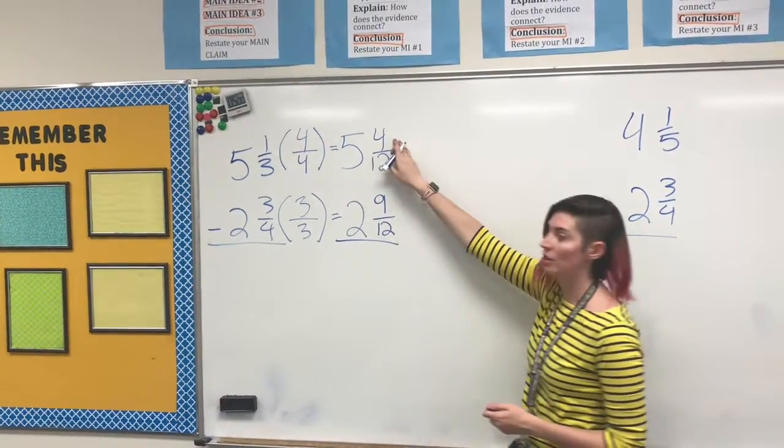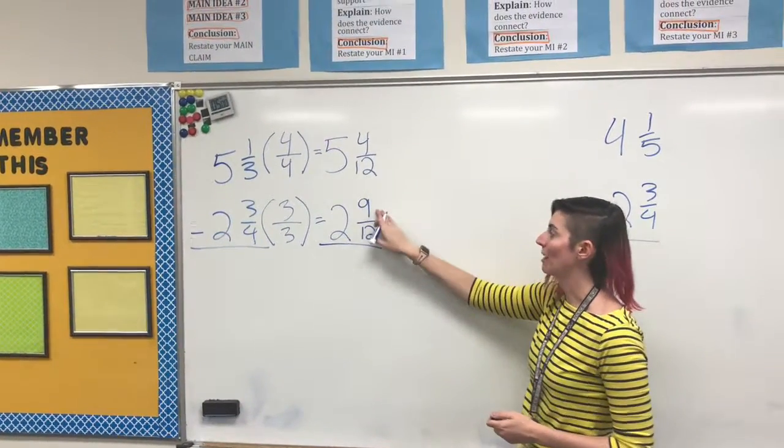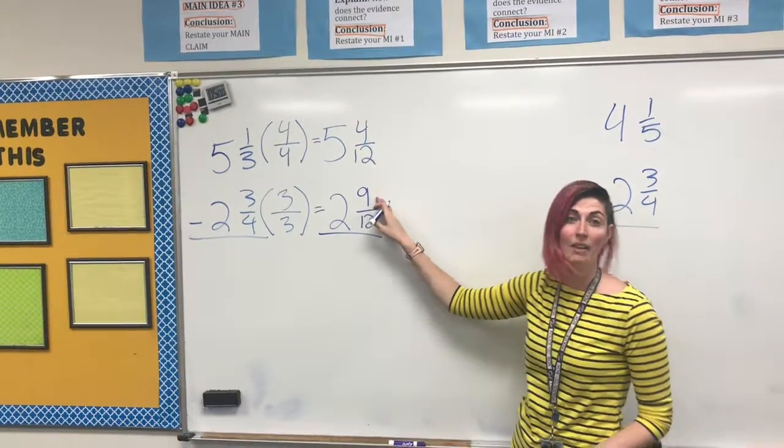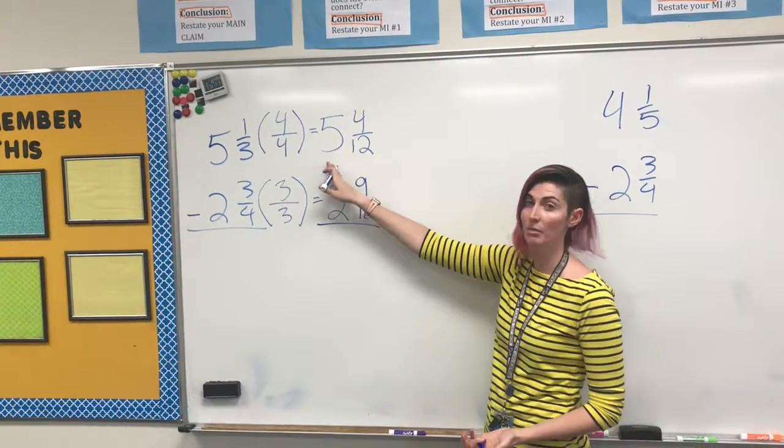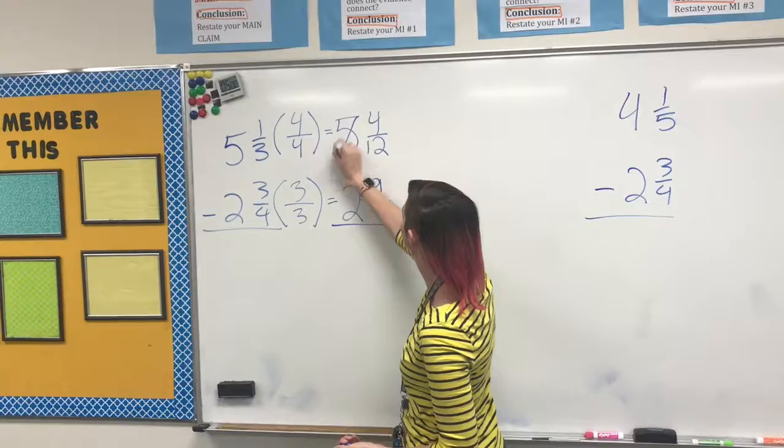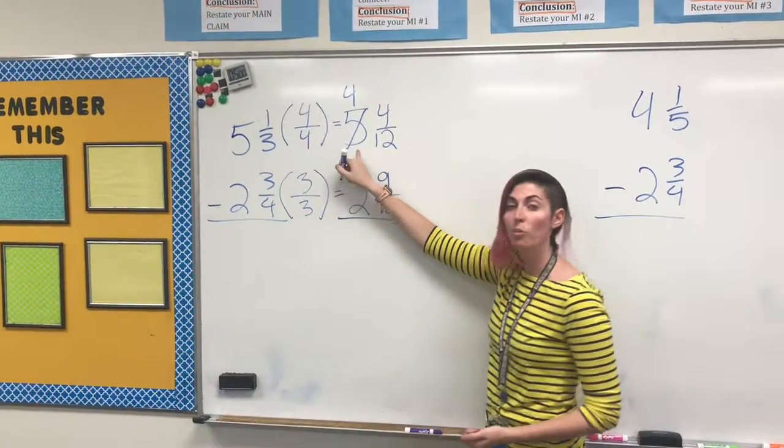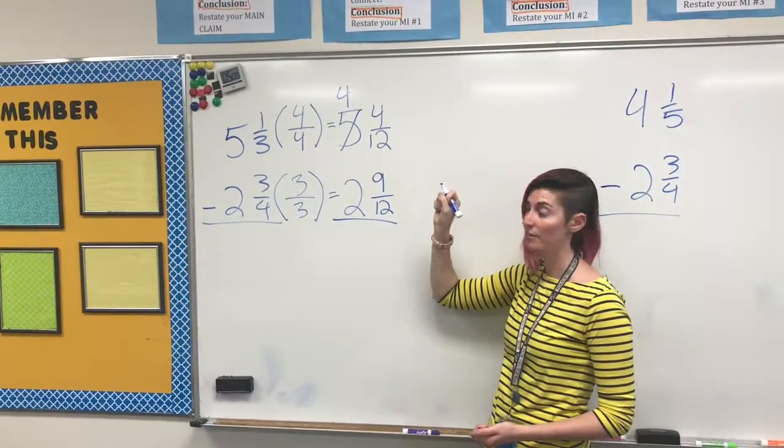We always start with our numerators, but here we have 4 minus 9. We can't do that, we have to borrow. This is where we go to the whole number. So this 5 is going to become a 4. We've taken one whole from the 5.